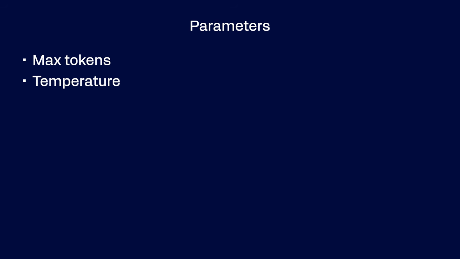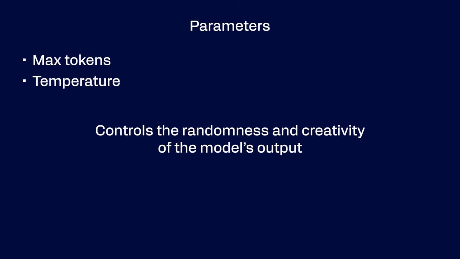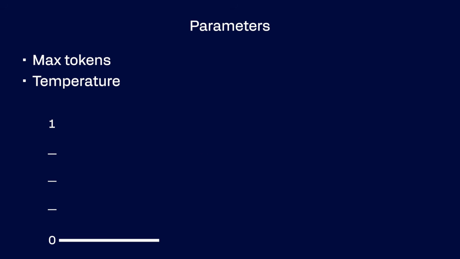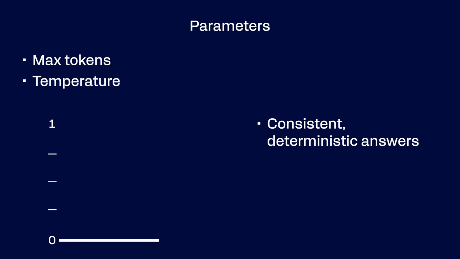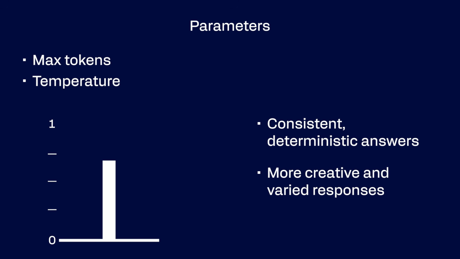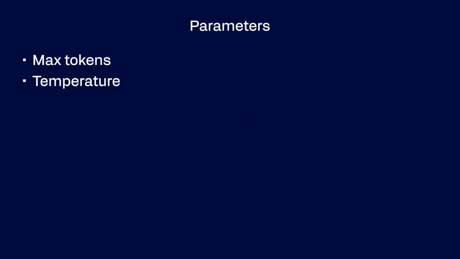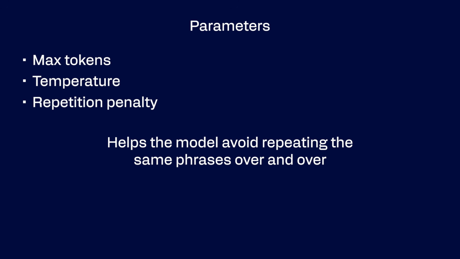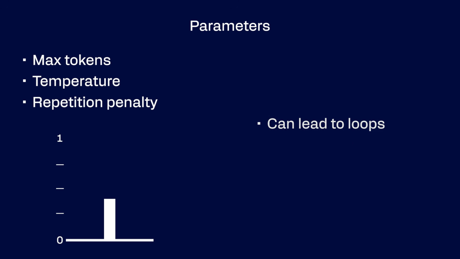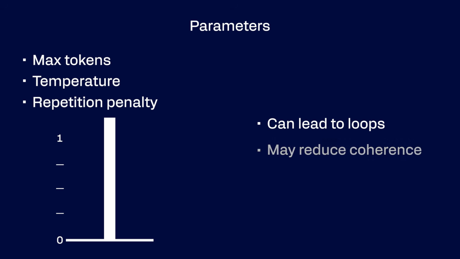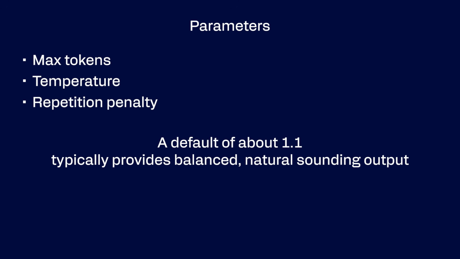Next, we have temperature. Temperature controls the randomness and creativity of the model's output. The value of 0.0 produces consistent, deterministic answers, while a setting of around 0.7 encourages more creative and varied responses. Higher temperatures increase expressiveness but reduce predictability. Another configuration option is repetition penalty, which helps the model avoid repeating the same phrases over and over. Values below 1.0 can lead to loops, while values that are too high may reduce coherence. A default of about 1.1 typically provides balanced, natural-sounding output.